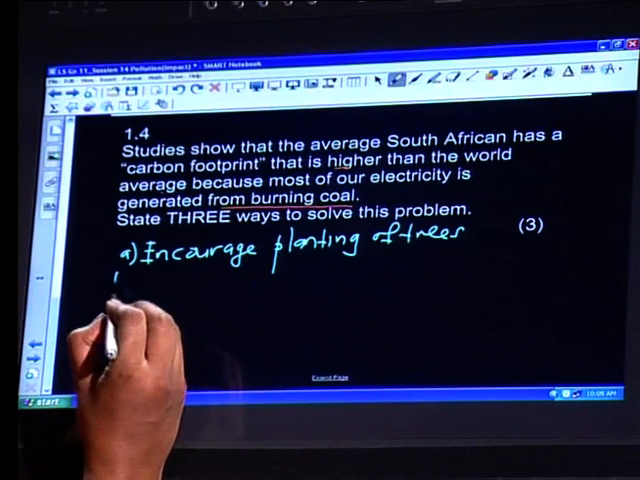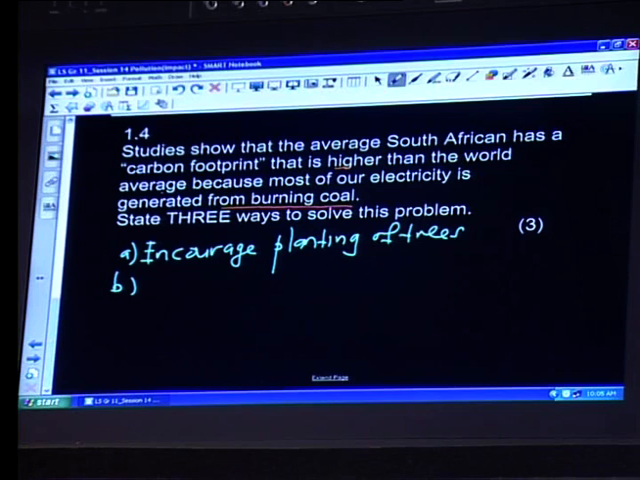Remember, a tree may take 25 years to grow tall. If you plant one little seedling now, it will take another 25 years to grow, and by that time, more trees are being cut. So the number of trees planted must be more than the number of trees cut down. And that's the only way we can reduce the carbon footprint. So encourage the planting of trees.